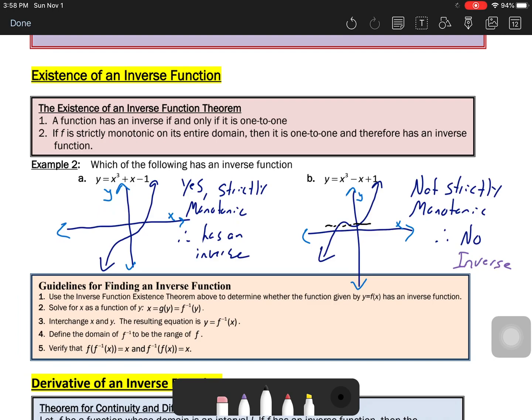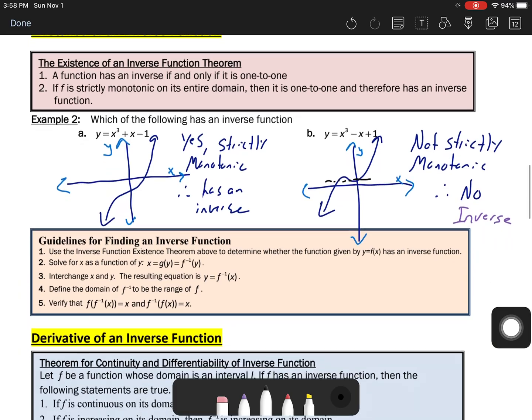Kind of like the vertical line test for functions, the horizontal line test is for whether or not a function has an inverse. You'd state that it's to test if it's 1-to-1. So this one is not 1-to-1. It's not strictly monotonic because it does increase, decrease, increase. So no inverse for that one.